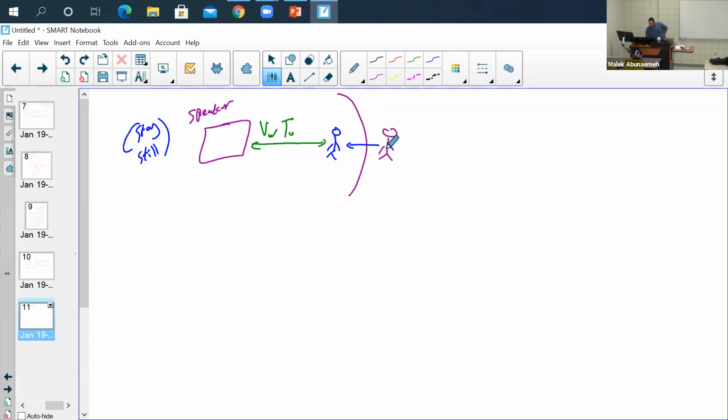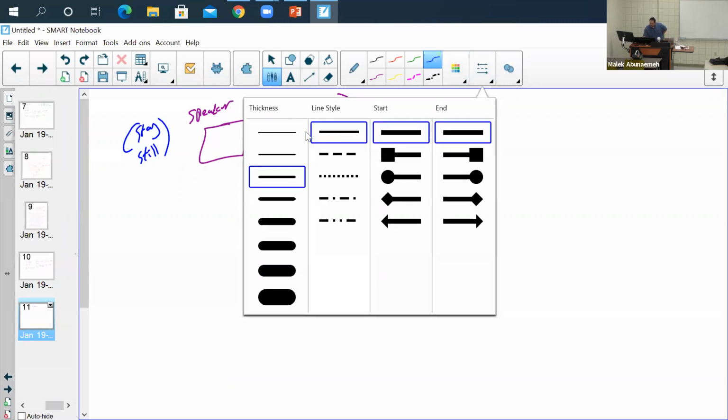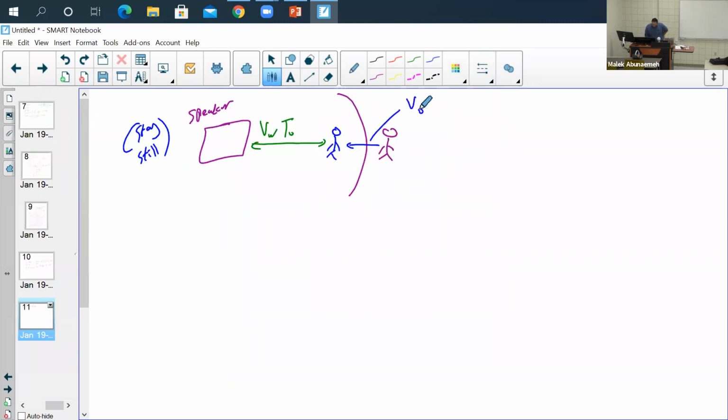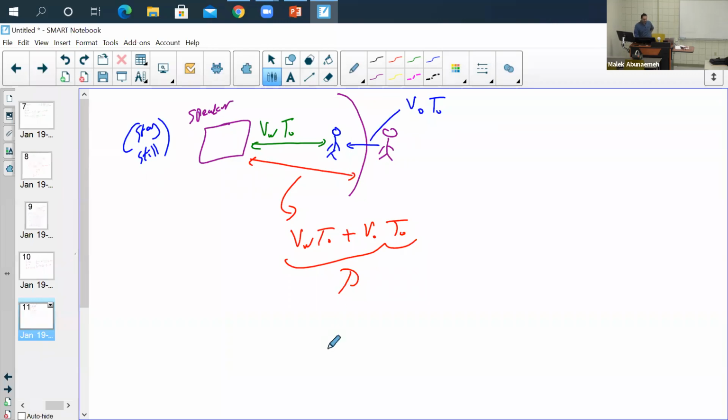Now, you're the object in this case, so when you're actually moving, this is going to be your moving speed multiplied by the period from your observer point of view. That means that for the default radius, this is going to equal your V_W T naught plus V naught T naught. And again, all of this is going to have to equal your wavelength lambda.